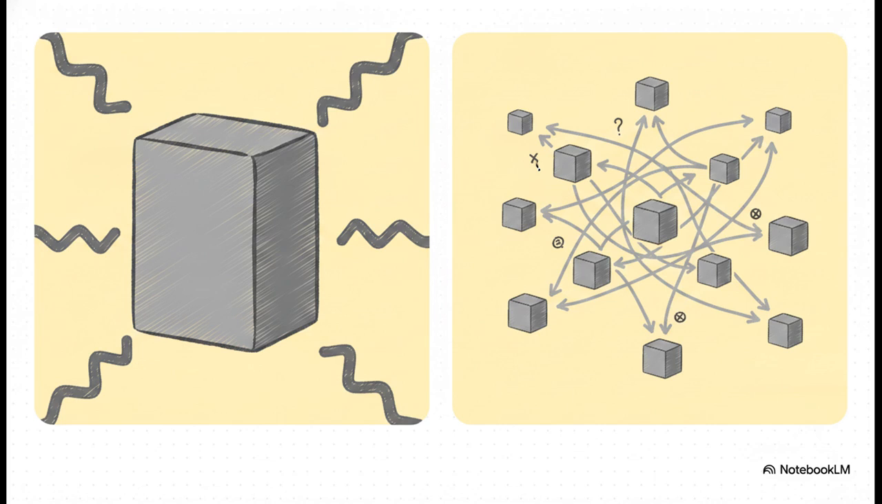So the industry naturally evolved to a microservices architecture. Instead of one giant clunky box, different services run completely independently. You've got a standalone auth service, a separate payment service, a notification service. It's highly flexible and scales beautifully, but it creates a massive communication headache.